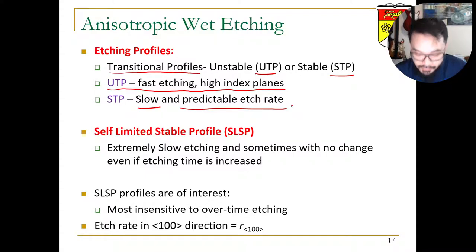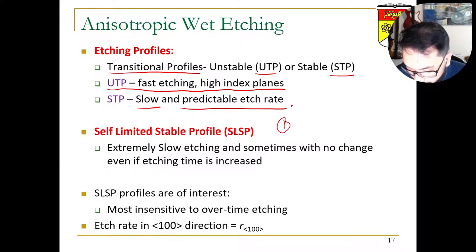What is the condition for a self-limited stable profile? The etching is limited by the substrate itself. So you can do the etching process until it has reached the SLSP, and you need to know whether etching a particular substrate will result in SLSP or not. So how do we know? We need to know a few things.